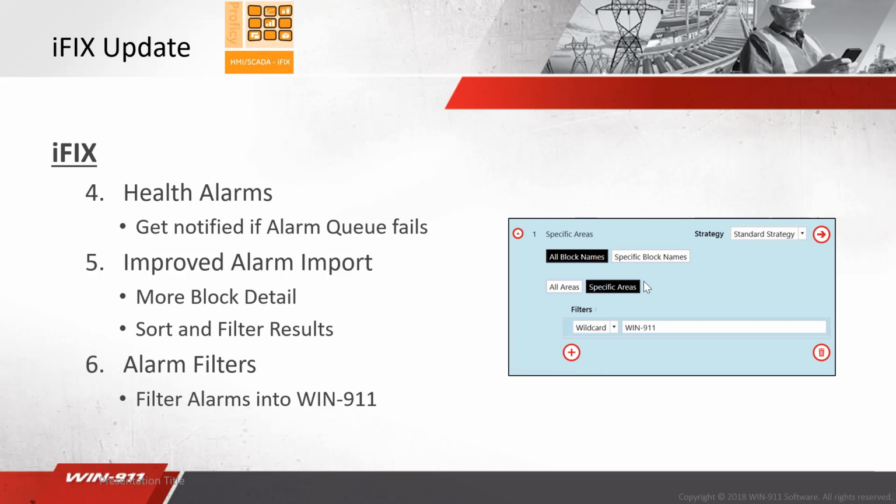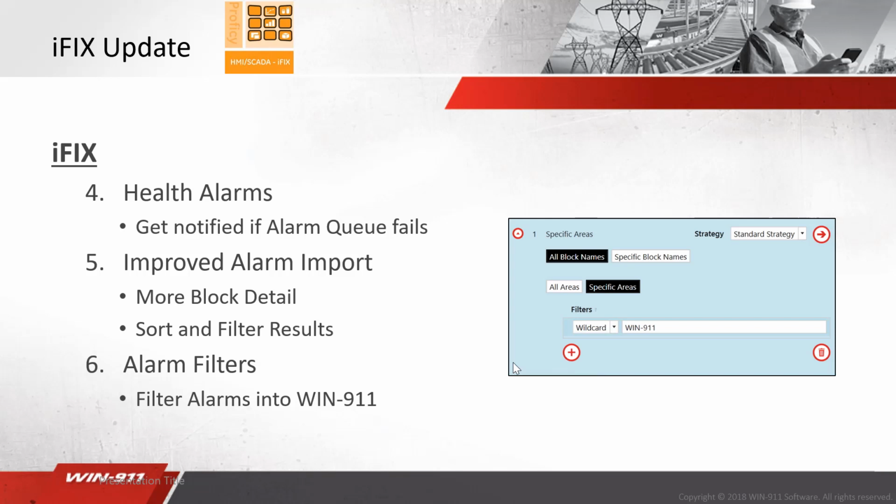As we talked about a couple slides back, we have the improved alarm import. So you still have your import alarm method for bringing your alarms over from iFIX into Win911. Now we have that dynamic means of bringing your alarms over, which is the alarm filter method. This is that filter block where you can decide how you bring your alarms over. Do you filter on your names or your areas, and what's the criteria you'd like to check on for bringing certain alarms over?